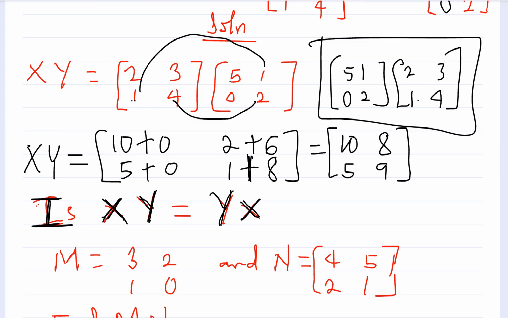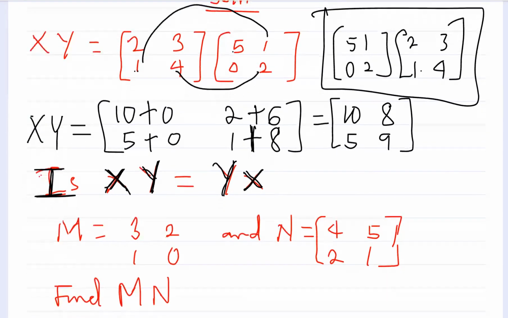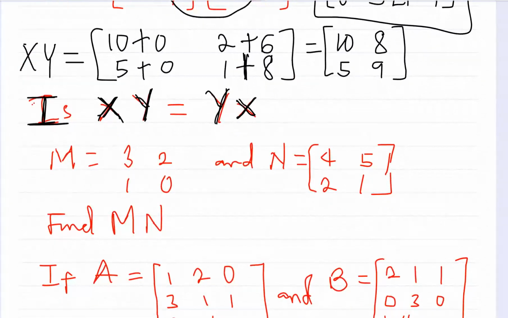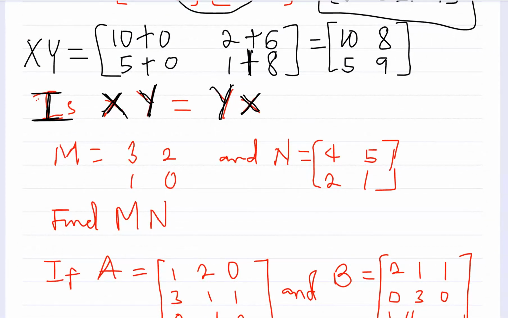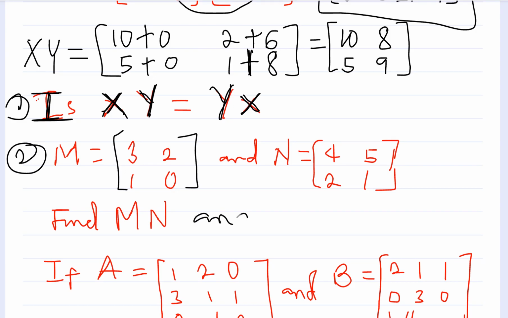So this is what we mean that you should do. All right, so try it out and let me know what the answer is in the comments section. Also try this second one. This is question 1 classwork, and this is question 2 classwork for you. So you have to find m multiplied by n, and n multiplied by m, and then you confirm if they are both equal also.